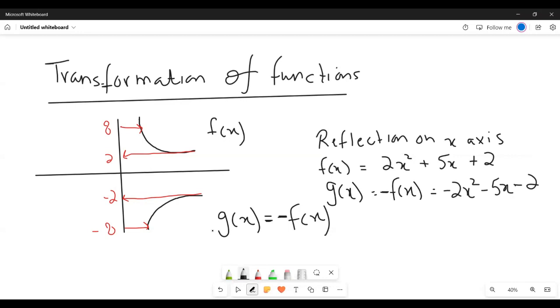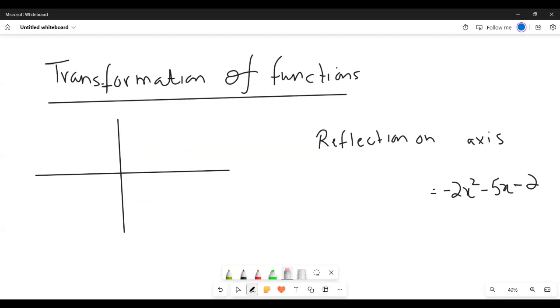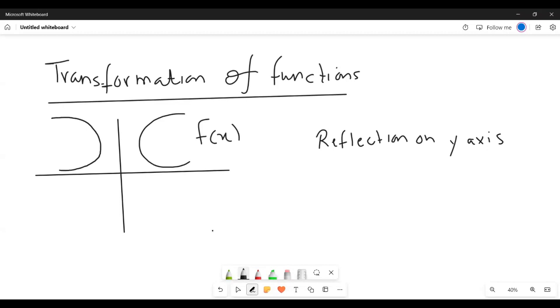Okay, I'm going to clear the screen and make a fresh x and y axis. You do that too. Now we're going to discuss reflection on the y-axis. Okay, so here's another graph. Let's say it looks like this. This is fx. If we reflect it on the y-axis, it will look like this. I'm calling it gx.